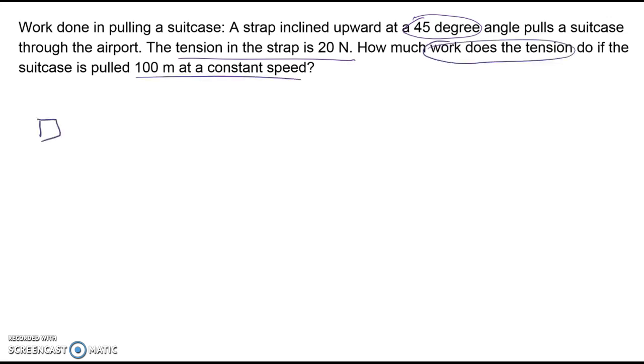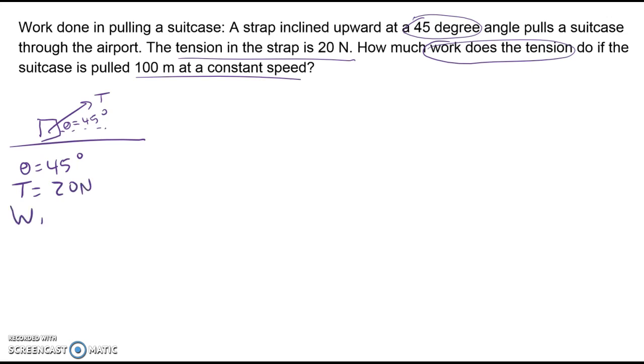Alright, so we've got a suitcase pulled with a tension force at an angle. Here's the floor, so I'm going to assume that our suitcase is moving rightwards as I'm pulling upwards and rightwards. We know that this angle here is 45 degrees. I labeled this as theta. It's a little sloppy. It may not actually be the same angle we're dealing with in the problem. We'll just double check. A tension force is 20 newtons.